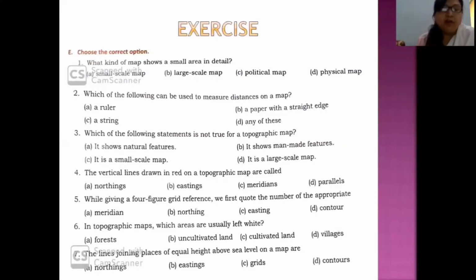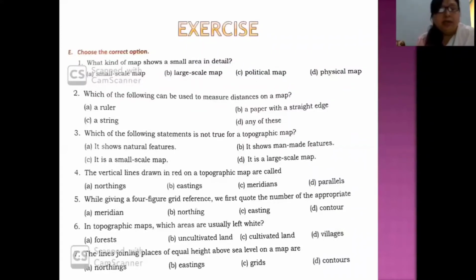Number 3, which of the following statements is not true for the topographic map? The options are A, it shows natural features, B, it shows man-made features, C, it is a small scale map, D, it is a large scale map. So your answer is C, it is a small scale map.